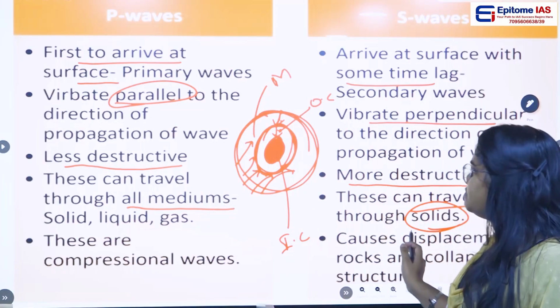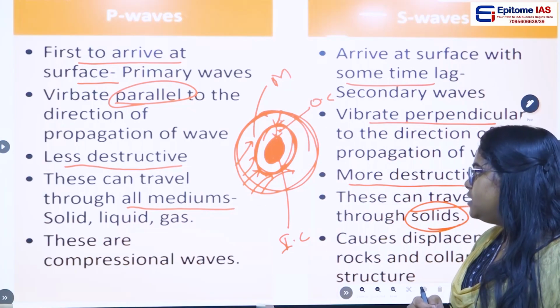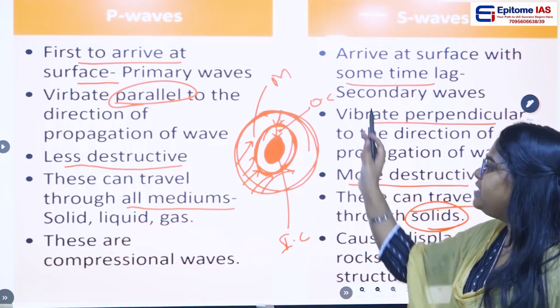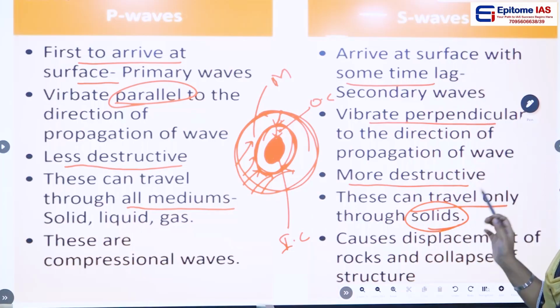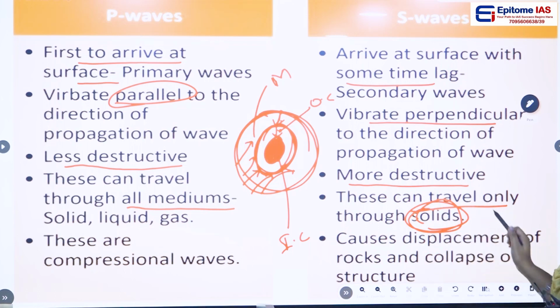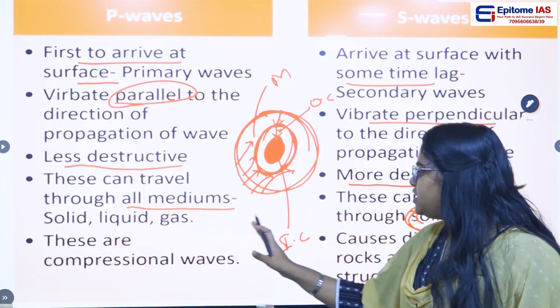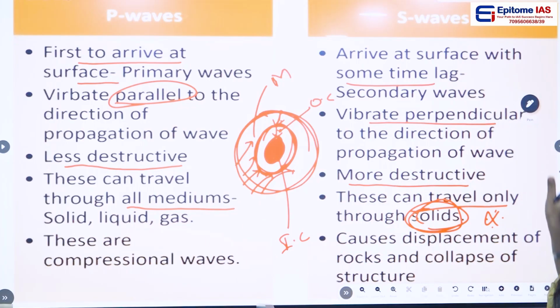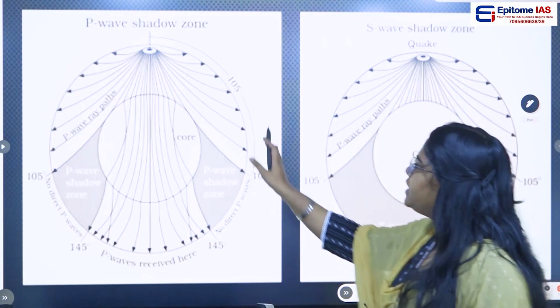That's why this point is important. The P waves and the S waves help in understanding the interior of the earth. The P waves can travel through every medium, solid, liquid and gas, but the S waves can only travel through solids. They can't travel through liquid or gas. So this point is important. Then these P waves are compressional waves. And these S waves cause displacement of rocks and collapse of structures, as we already saw. So let us go to this, yes, this is what I was talking about.